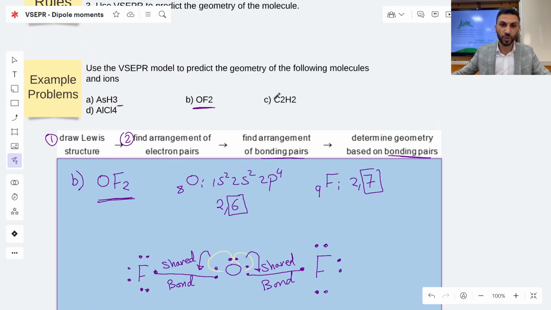I want you guys to try the C2H2 and AsH3 and then D, which is AlCl4 negative sign. This one has a negative charge.